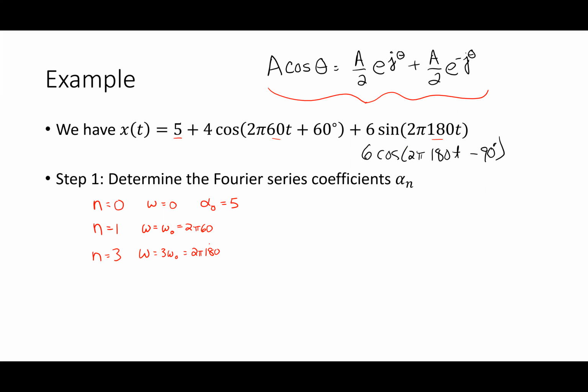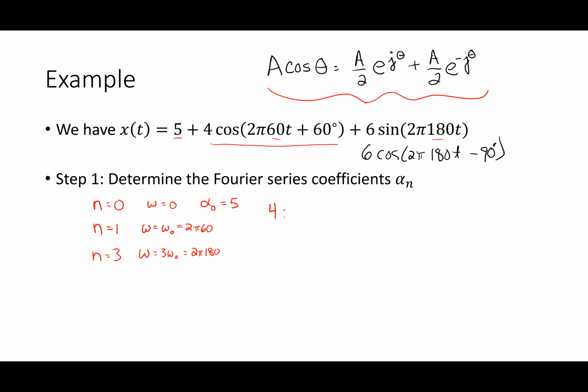Now we need to determine what the alpha values are for those two. So we'll start with the easier one here. I'll use my Euler's identity. That's the first term here. So when I start with Euler's identity, I have 4.